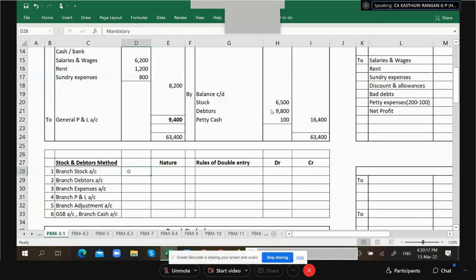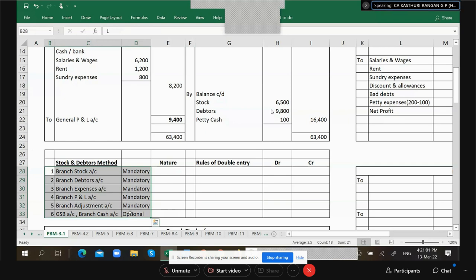Of these, the first four are mandatory. In every problem, you have to prepare these. If the goods are sent at invoice price, the adjustment account is also mandatory. But preparing a GSB account or branch cash account is optional. That is left to you. If you want to prepare it, fine; if you don't, no problem. And of course, in the examination, mostly they'll give you a problem based on invoice price only. That means you have to prepare 5 accounts under the stock and debtors method.